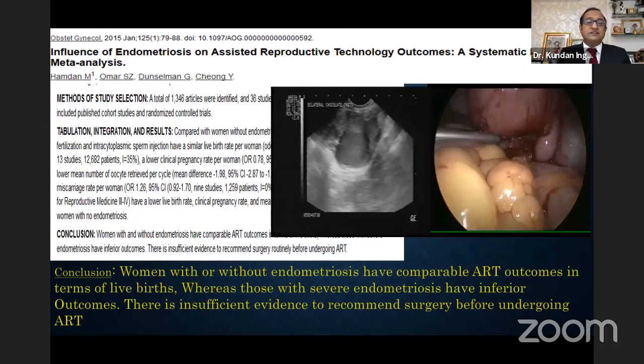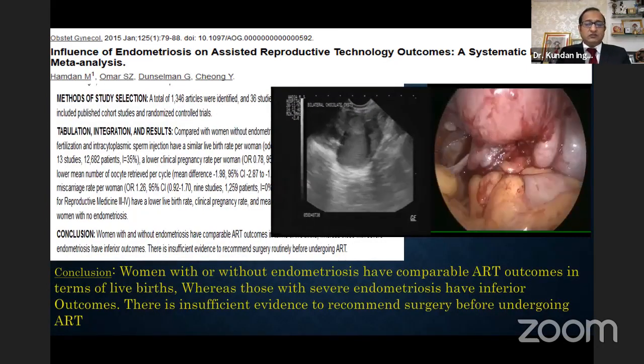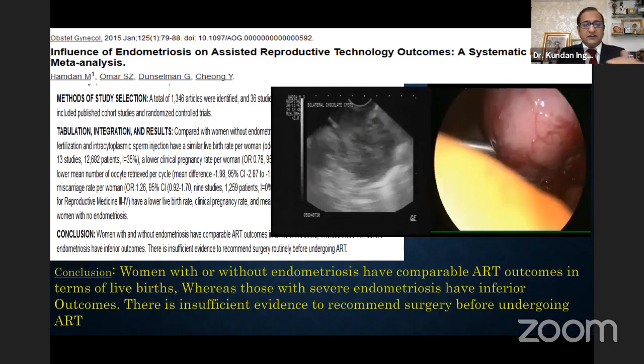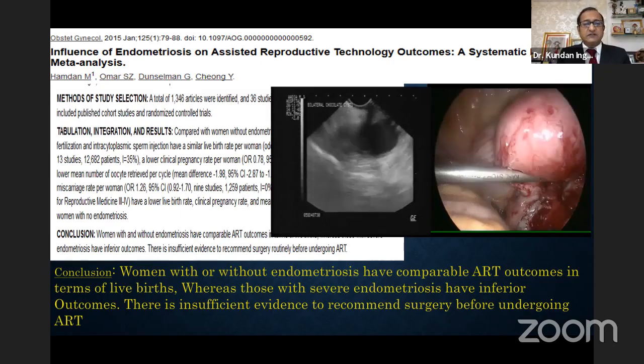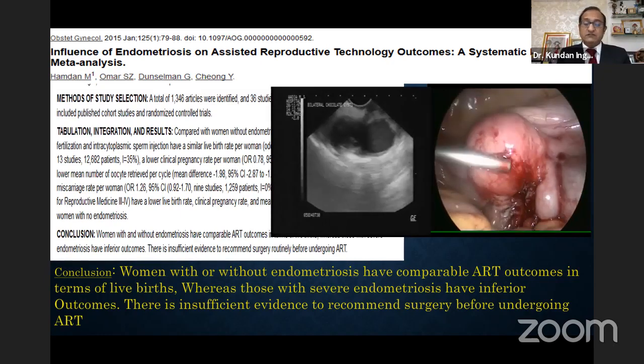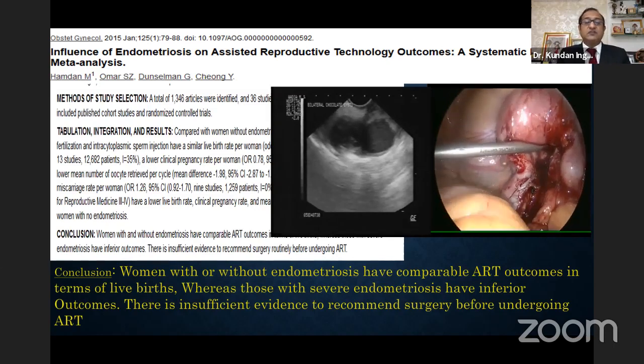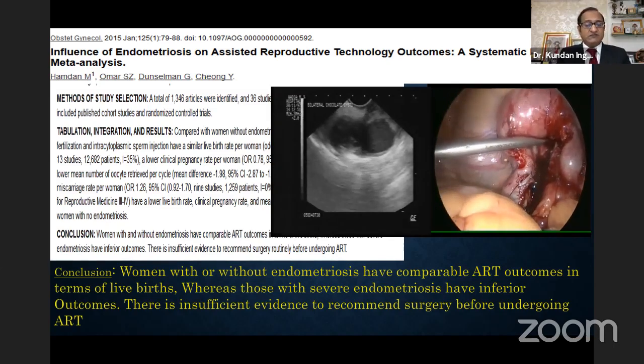What about pelvic conditions like endometriosis? Now, recommendations from 5 years back have been revised and changed, and it has been seen in this systematic review in 2015 that women with or without endometriosis have comparable ART outcomes in terms of live birth. The only thing they found was that patients who have severe endometriosis, that is grade 3 or grade 4, only this group may have slightly reduced or inferior outcomes when we discuss pregnancy rate and live birth rate.